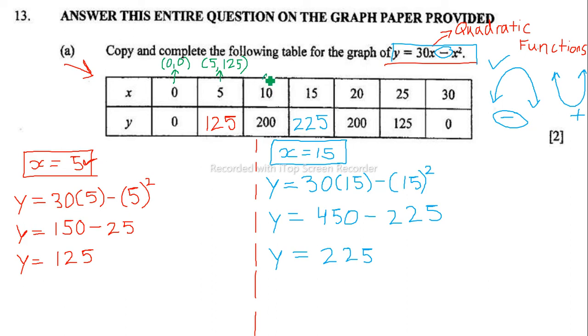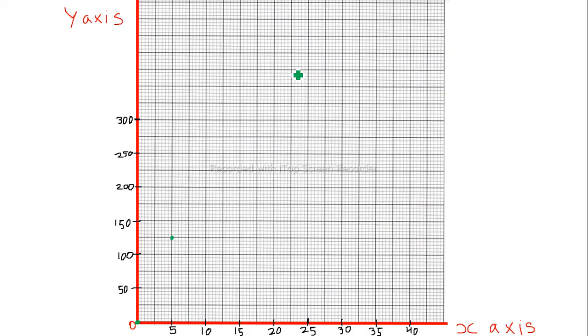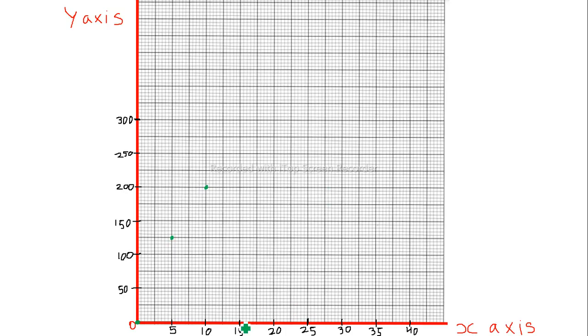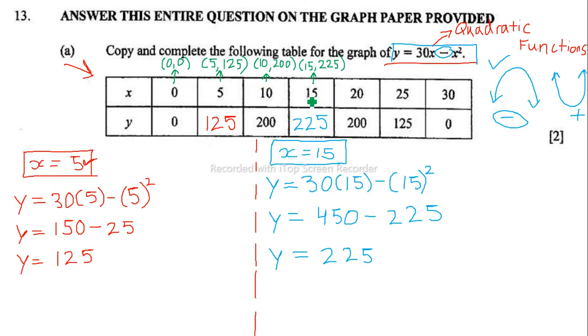Then we have 10, 200. What's this point right now? 10, 200. So 10 on the x-axis and 200 on the y-axis. Next thing we have is 15 and 225. So 225 is right here. Good. So again, that's 15 and 225.